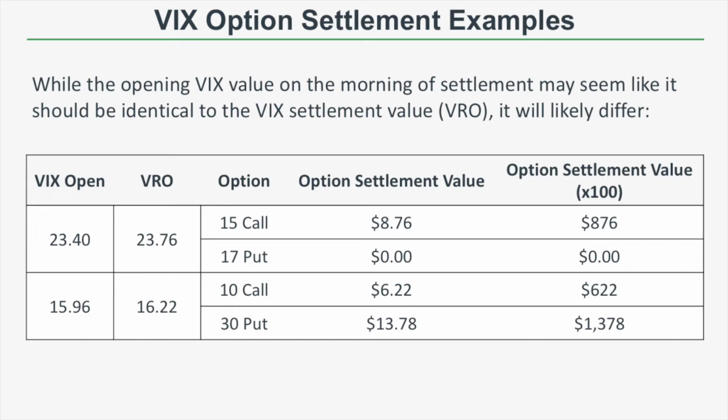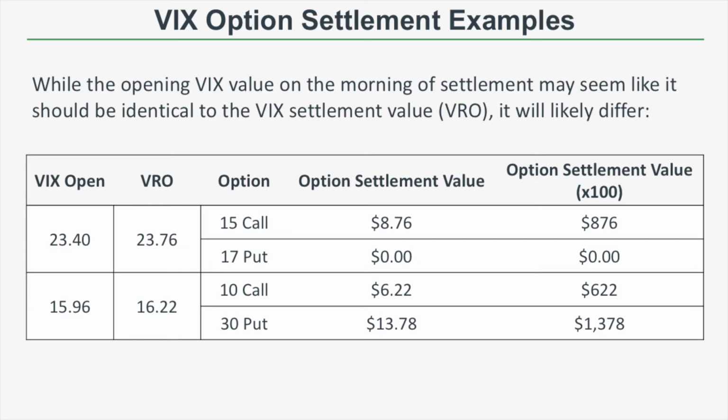Now the last thing I'll say is that VIX options are cash settled, which means on the morning of settlement, each option will settle to the amount of its intrinsic value and then disappear from the trader's account. So in the case of the 15 call, let's say a trader initially bought that call for $5. Since the call settled to $8.76, the profit on each contract for that trader will be $3.76. So the $8.76 settlement value minus the purchase price of $5. That $3.76 profit per contract actually translates to $376 of profit per contract.